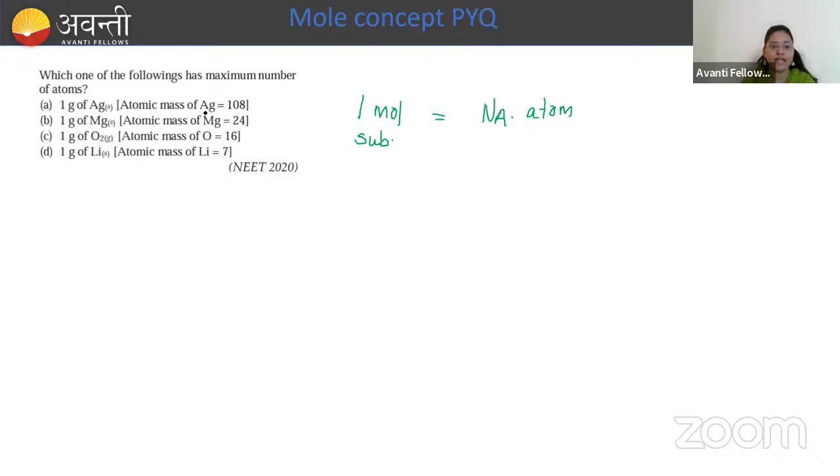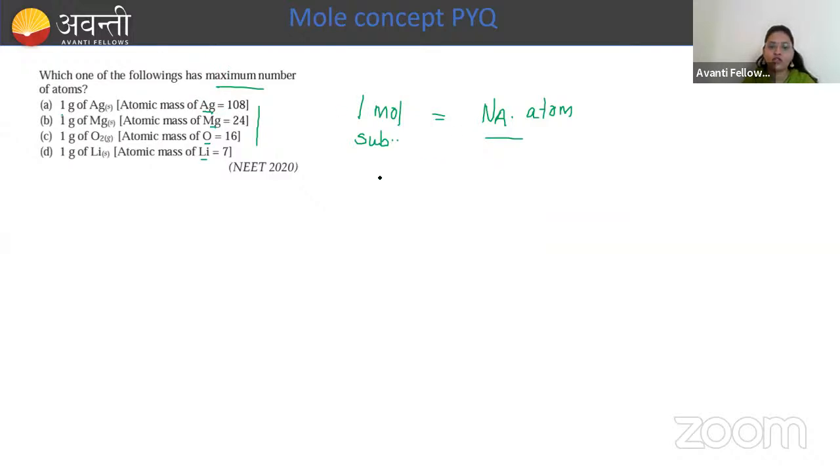Here we are given the atomic mass of silver, magnesium, oxygen, and lithium. These are given, so that's why we are going to consider these atomic masses of these atoms. 1 mole of a given compound will give us Avogadro's number of atoms. So what we need to find out is how many atoms 1 gram of a given atom will give, and out of these 4, which will have the maximum number of atoms.